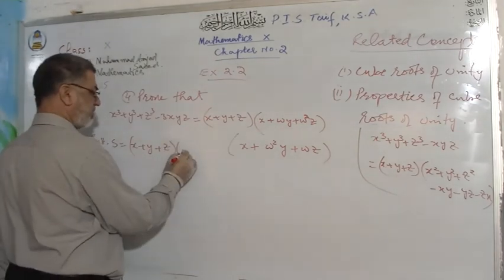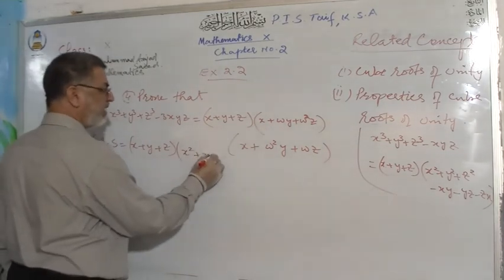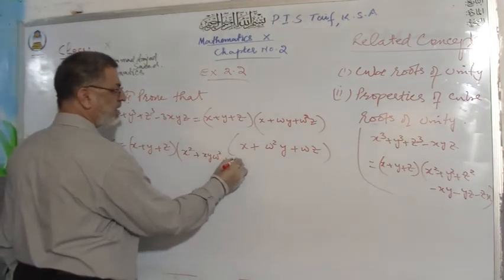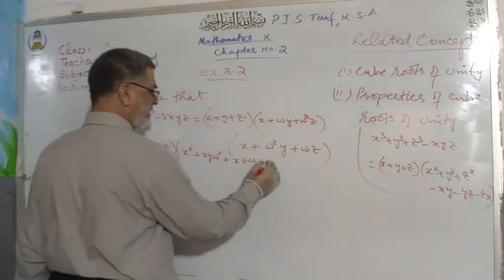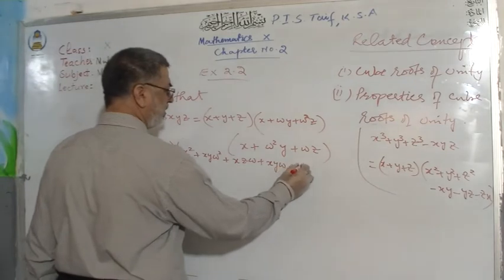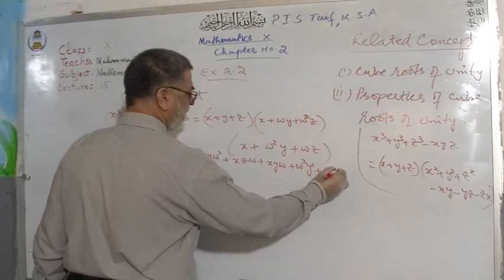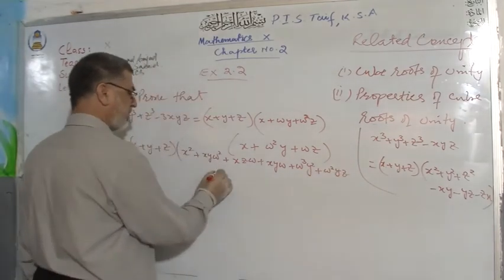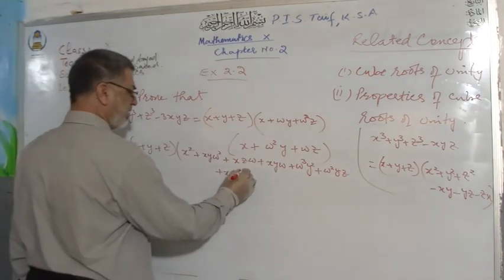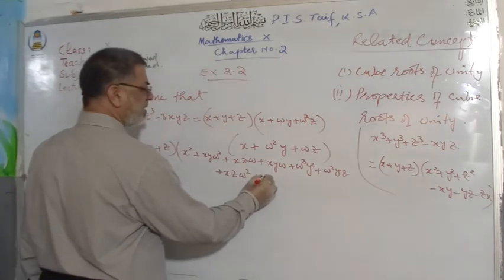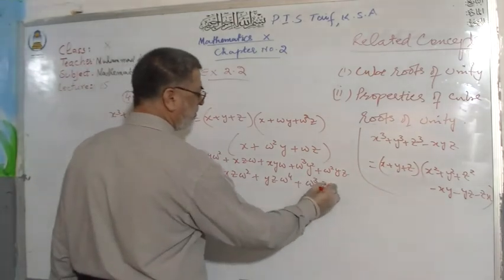Multiplying that, take x and 1 by 1. x square plus xy omega square plus xz omega. Now the term of omega y: xy omega plus omega cube y square plus omega square yz. Now we will take omega square z as xz omega square plus yz omega 4 plus omega cube z square.